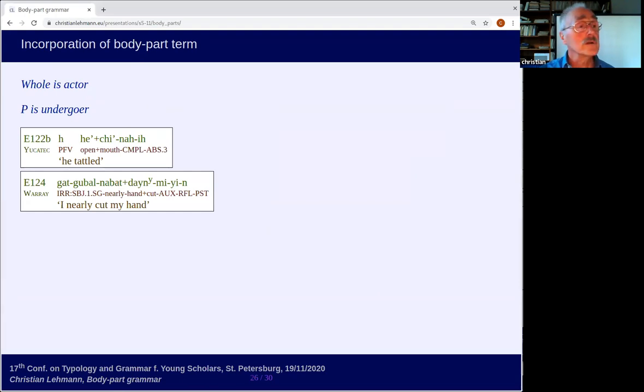Now the incorporative construction with whole as actor, part is undergoer, from Yucatec. I rush through the examples in order not to overdraw too much. Here you have open mouth. The mouth would be the direct object. Here it is incorporated, and the incorporative version means he tattled. The same from Warao, I nearly cut my hand. I nearly hand cut.